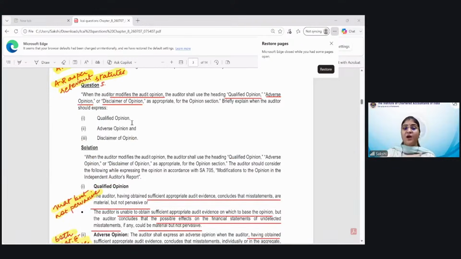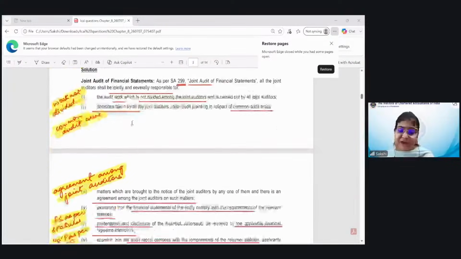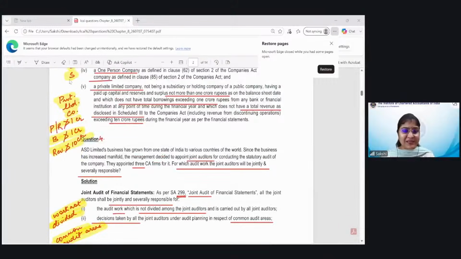Next question. Does anyone else have any doubt with any of the points mentioned here? Please let me know. So, work not divided, common audit areas, agreement among the joint auditors for which they have decided commonly. Then financial statements as per statute, presentation and disclosure of financial statements as per applicable financial reporting framework, and audit report as per relevant statute. Anyone any doubt? Please ask. Is it clear to everyone? Okay.